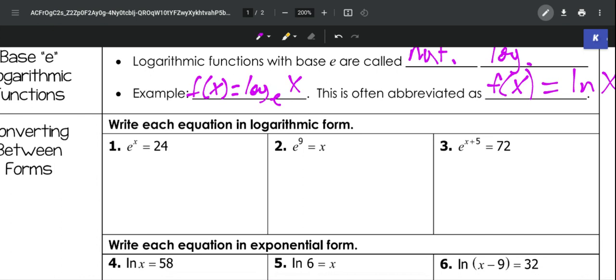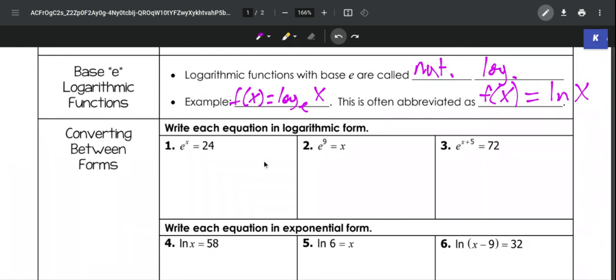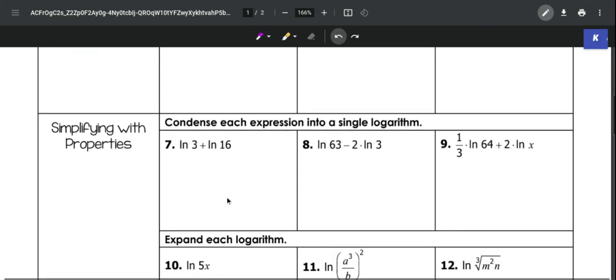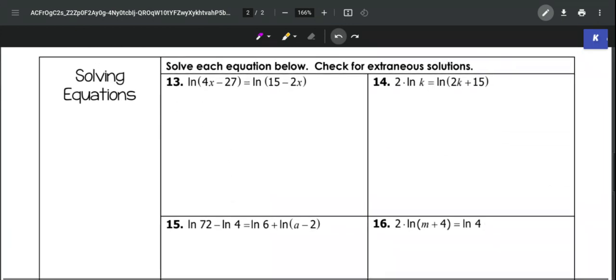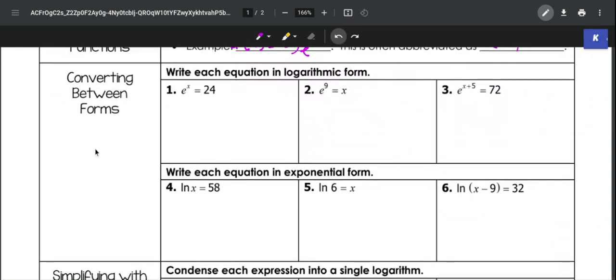And what's cool about that is we can just use that ln button to evaluate some of these if we need to. Instead of having to write out this entire log base e of x, we just simplify it to the natural log of x. So we're going to look at converting these from exponential into logarithmic form, like we did with our normal logarithms. And then we're going to look at some properties, which are all the same. And then we're going to look at solving equations. So it shouldn't be too complicated, because the only thing that's really changing here is that we've got this little e, and then we've got our natural log, which is just ln.